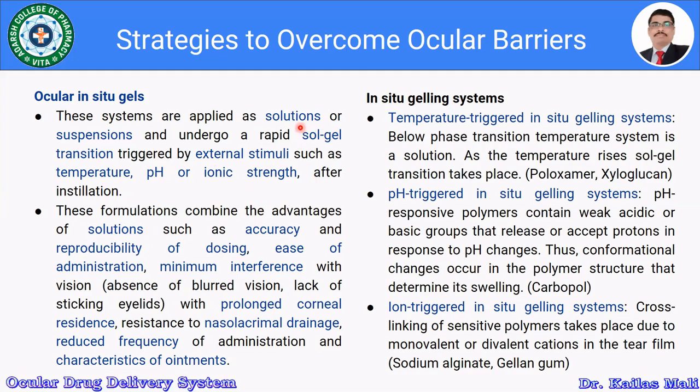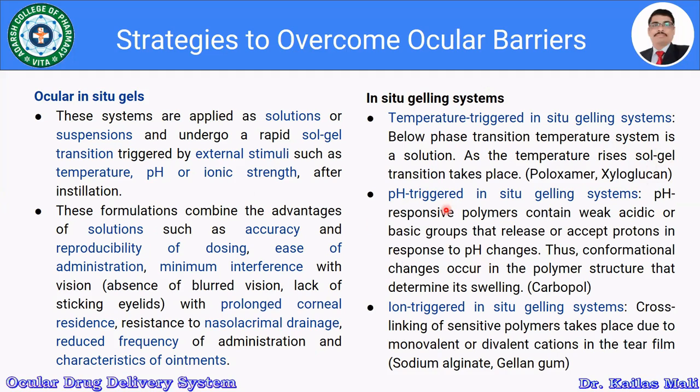Furthermore, the gelling systems are classified as temperature triggered, pH triggered, and ion triggered. In the case of temperature triggered, generally we use polymers like poloxamer or xyloglucan. Below the phase transition temperature, the system is present in the solution form, and as the temperature is raised, the solution gets converted into the gel form.